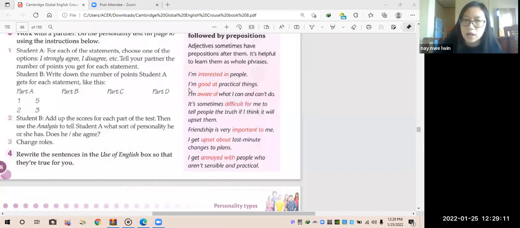color. Interested in, I am good at, like, I'm good at maths. I'm good at dealing with people, and aware of. I'm aware of everything that happened in my house. So you can write your own. You can write about yourself by using these phrases.